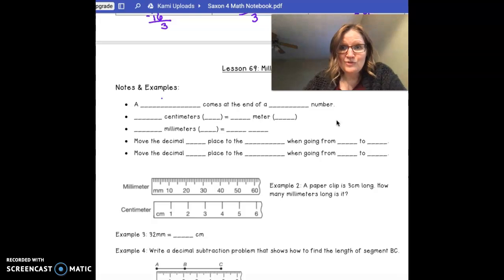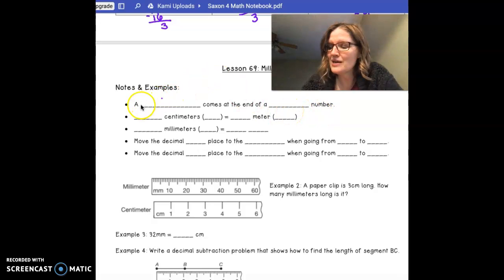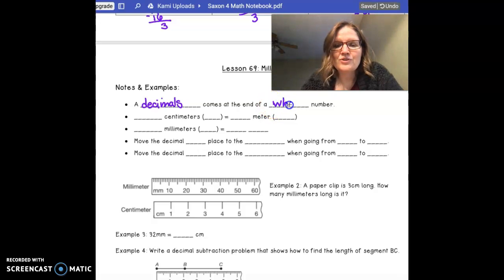Before we jump into measurement, I need to give you some information when we're talking about decimals. We've messed with them in the past, but I need you to understand that decimals come at the end of a whole number. When you see a decimal, then it comes after the whole number, and we're referring to parts after that.